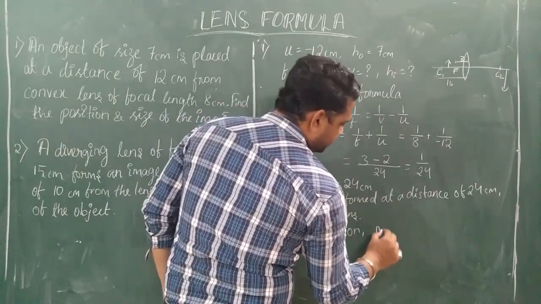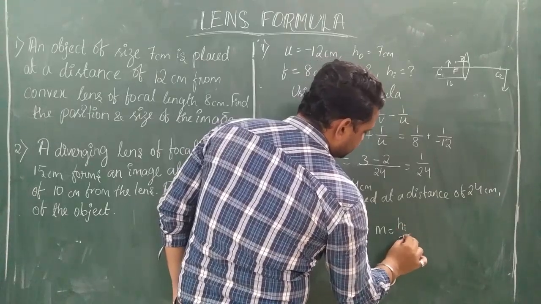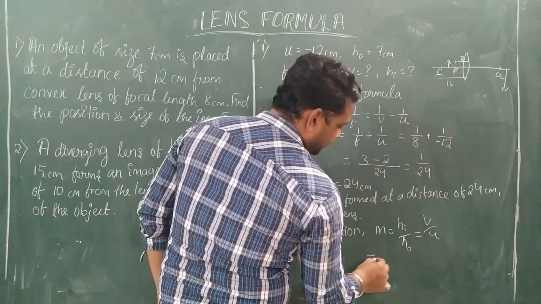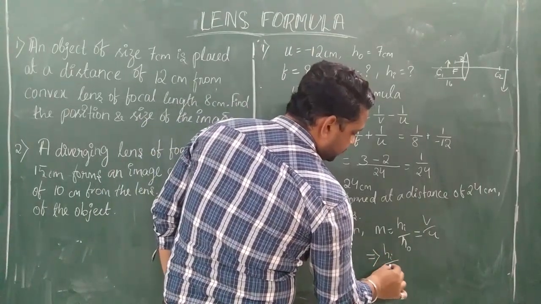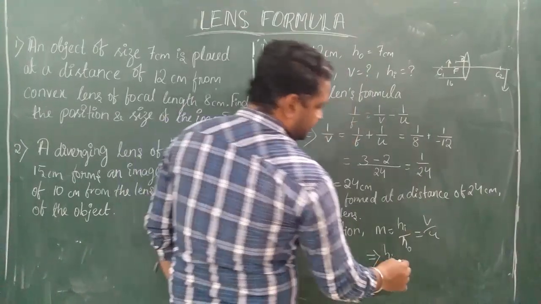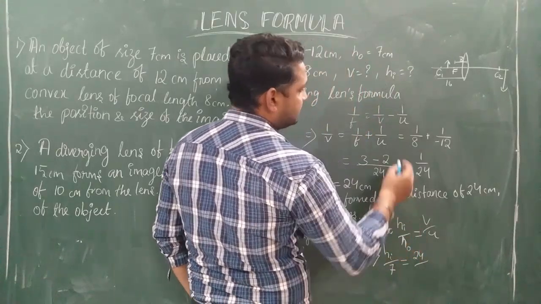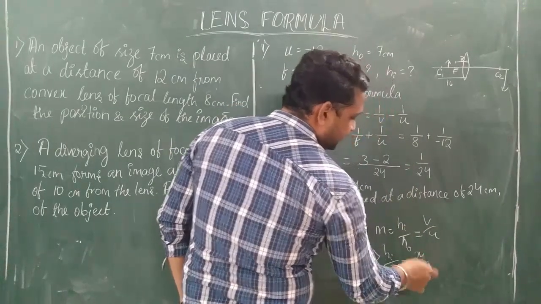Magnification M is equal to HI by HO, that is equal to V by U. Putting the values, HI we have to find. HO is 7, then V is 24, and U, what we got here, how much? U is given as minus 12. So 24 by minus 12.